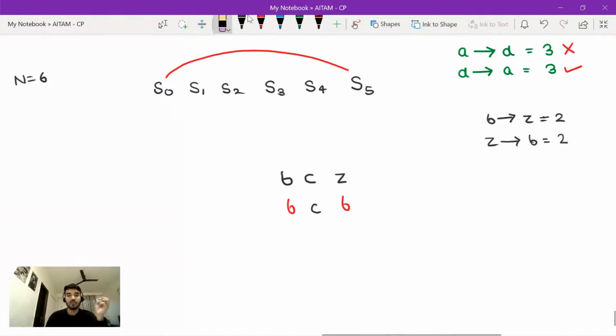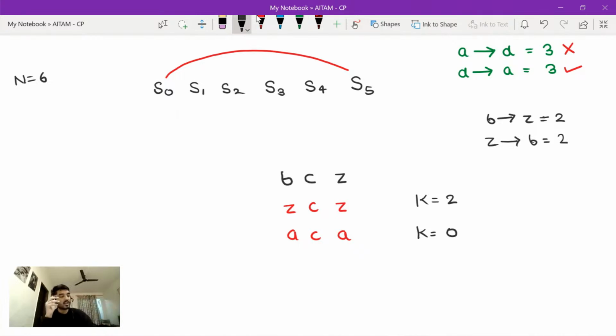Instead of using it in this way, I will convert this B to Z. So Z, C, and Z, and now I am left with two operations. Now I will use these two operations to convert this Z to A. So A, C, and A. This is the expected output, and the best way to use all the k shifts. Now the value of k is equal to 0. So is it clear to everyone?